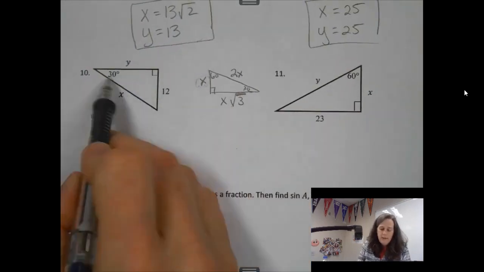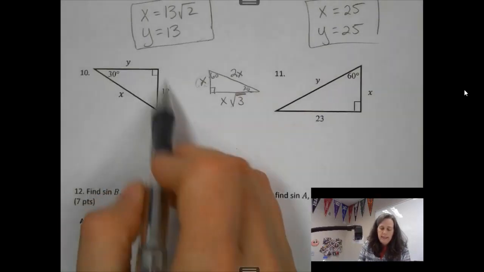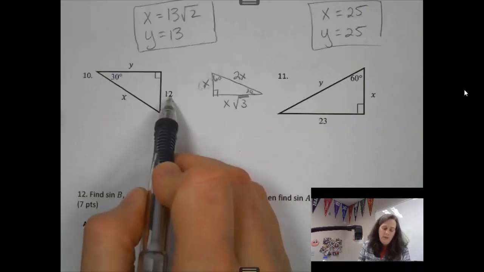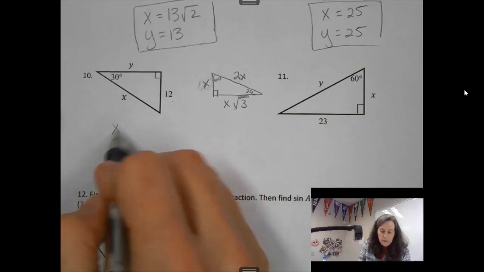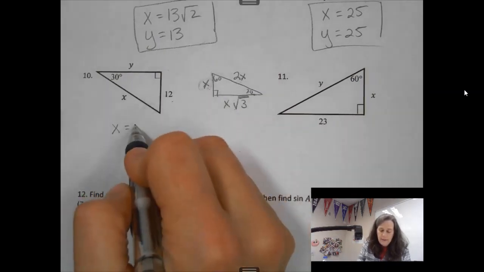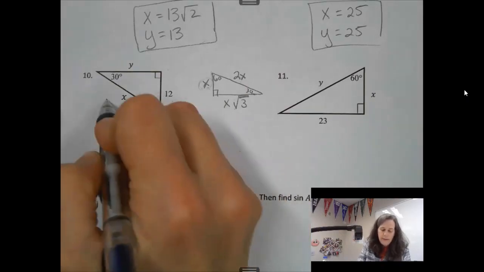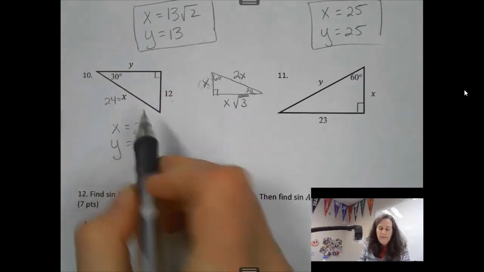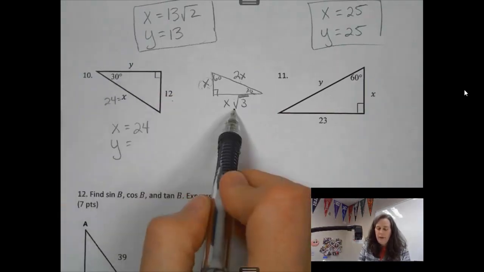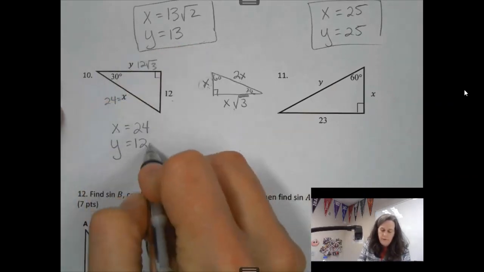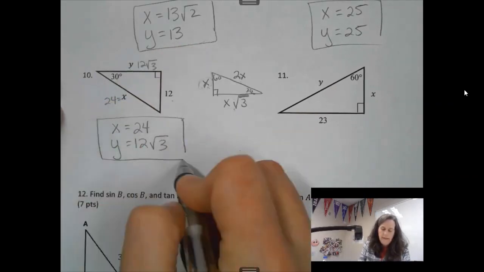Okay, let's look at this triangle. Here's our 30. This is our short side, it's 12. So that's like this piece is 12. So now to find the hypotenuse, what did we do? We doubled it. So our x value would be 24. And I'm going to write a 24 right here. And then the long side of the triangle, how did we get that one? We took the short side and multiplied it by the square root of 3. So 12 times the square root of 3.